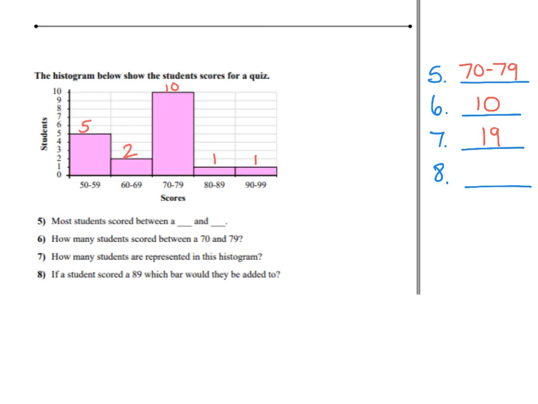Then it says, if a student scored an 89, which would it be added to? So this one's actually a little different, and they actually said 50 to 59, 60 to 69. So I can see that would fall in the 80 to 89 range. But keep in mind, always be careful about when it asks those types of questions.